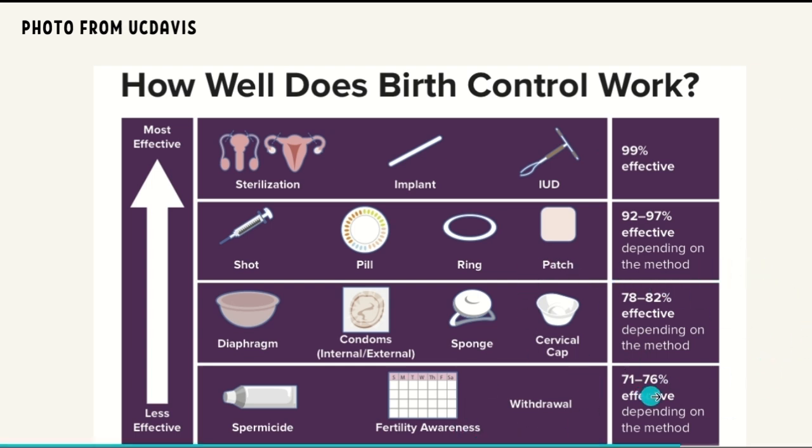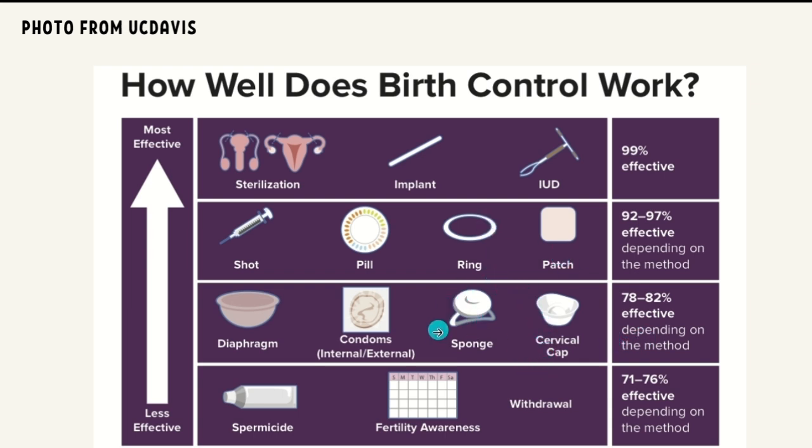So basically, these are the least effective: spermicide and fertility awareness, meaning that you would track the cycle to be aware of when you're ovulating, because if somebody is ovulating, that's the time when they're most likely to get pregnant, right? For some reason. We don't know the science behind that, but whatever. Okay. So, less effective: 71 to 76% effective. And then this next round is 78 to 82% effective, depending on the method.